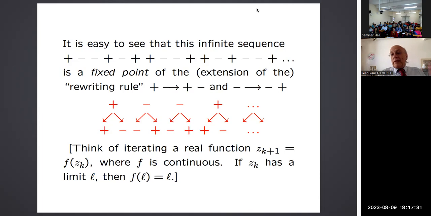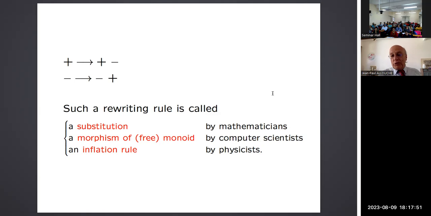We have an infinite sequence, which is a fixed point of this bizarre rule, which I call the rewriting rule: plus goes to plus minus, and minus goes to minus plus. Okay. Such a rule is called a substitution by mathematicians. It's called also a morphism of monoid or morphism of free monoid by computer scientists. And it's also called an inflation rule by physicists. But it's the same story. You have a symbol, it goes to a word, which is a finite string of symbols, and you iterate.